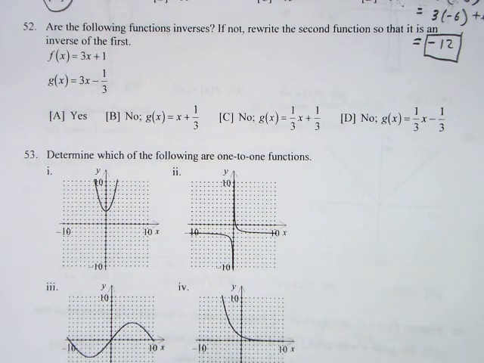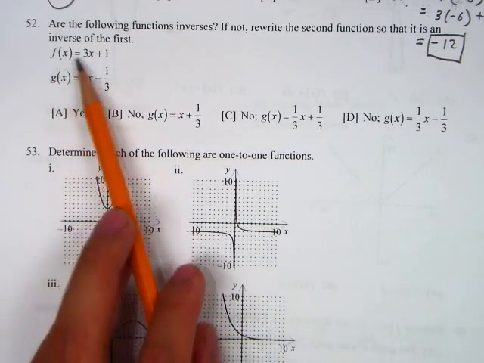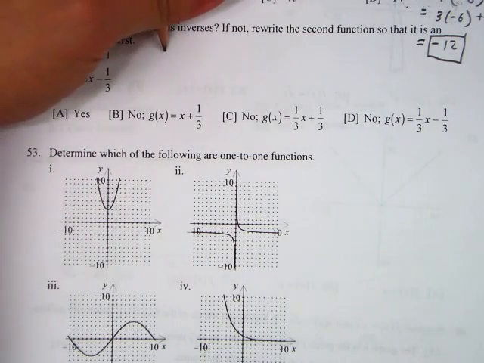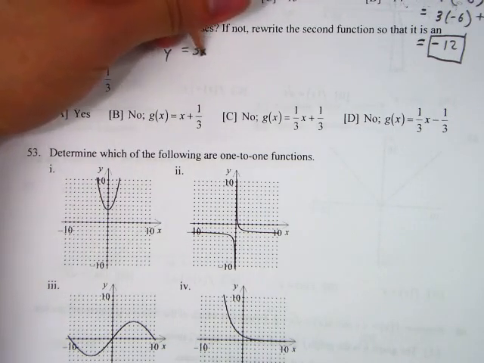The way we do that is we're going to do a few steps here. First, we're going to set f of x equal to y. So let's change it back to y. So y equals 3x plus 1.